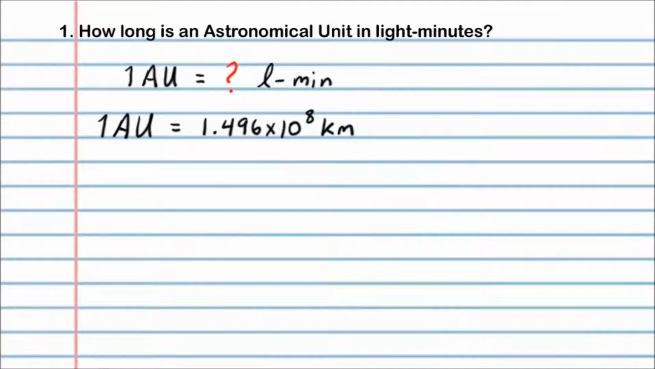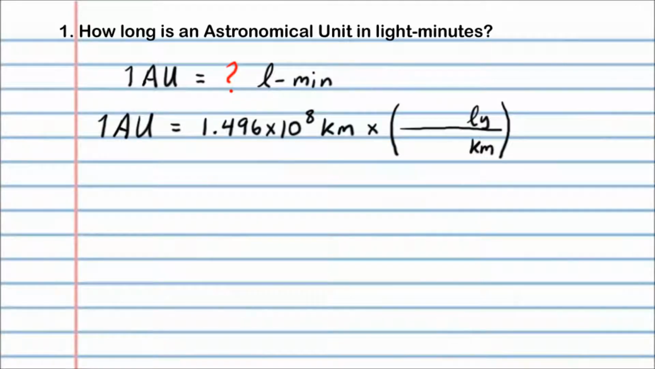Luckily, the lab manual already told us how many kilometers are in an AU. So we'll just write down the definition we got directly from the lab manual. 1 AU equals 1.496 times 10 to the 8 kilometers. So that's our first conversion, and now we want to go from kilometers to light years.